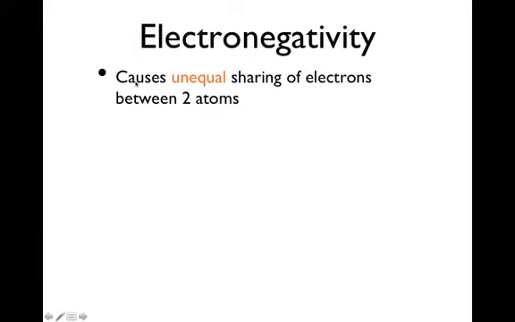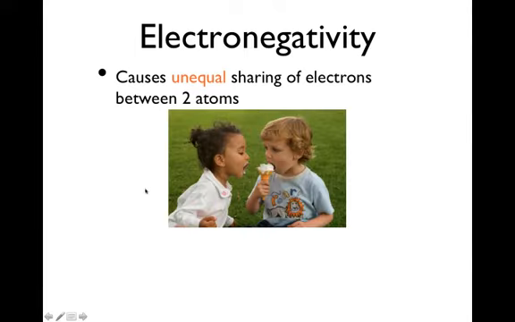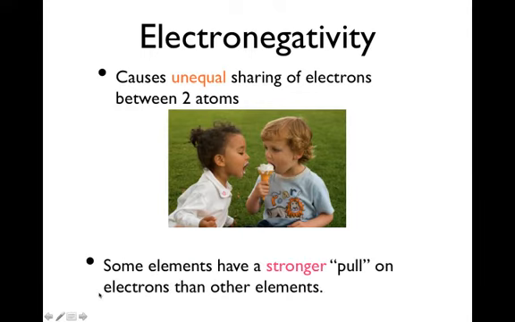Basically, electronegativity is a feature of certain atoms that ends up causing unequal sharing of electrons between 2 atoms. So we said that covalent bonding is caused by sharing of electrons between 2 atoms, but sometimes atoms can share electrons, but they don't share them equally. So this is my photographic example of unequal sharing, and this is pretty much how my kids share treats with each other. So this is sort of a cartoon version of unequal sharing. But atoms can do this too.